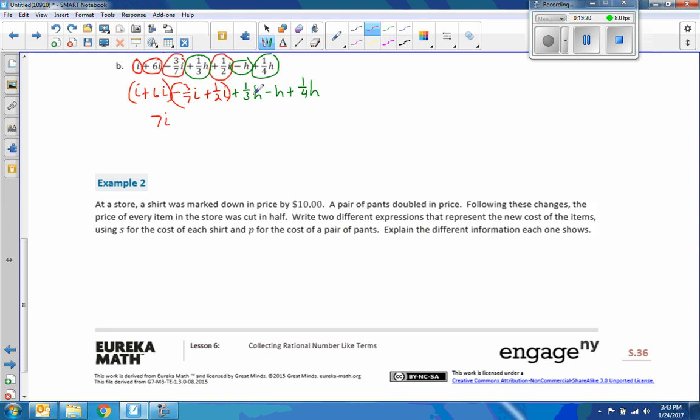-3/7 plus 1/2. I need to find a common denominator. It's going to be 14. 2 times 7 is 14. 7 times 1 is 7. 7 times 2 is 14. 3 times 2 is 6. Okay, so there's 7I minus 6/14 plus 7/14.